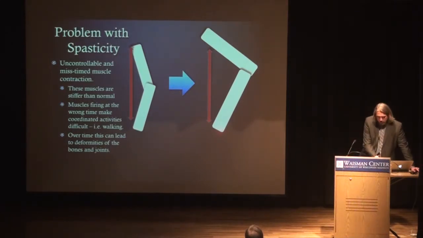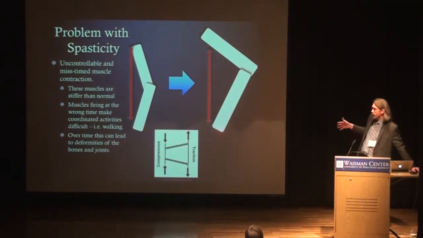And over time, there's a phenomenon called the Hueter-Volkmann phenomenon, which has to do with how bones grow. Bones grow less under compression than they do under tension. So over time, the actual shape of the bones can remodel when they're under these forces.